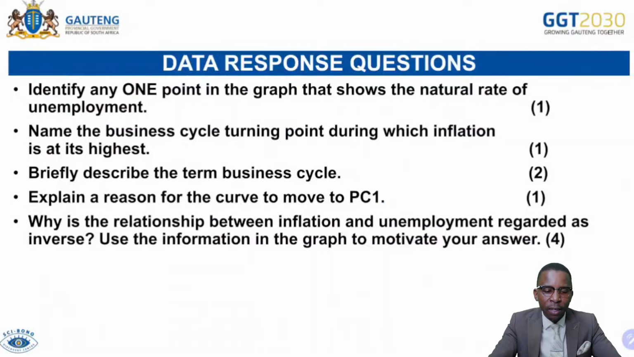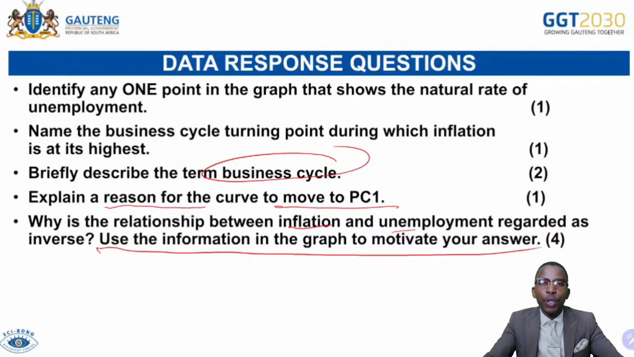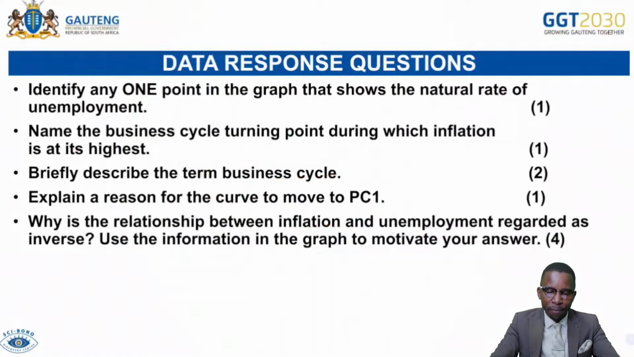These are the questions. Identify any one point in the graph that shows the natural rate of unemployment. Name the business cycle turning point during which inflation is at the highest. Briefly describe the term business cycle. Explain the reason for the curve to move to PC1. Why is the relationship between inflation and unemployment regarded as inverse? Use the information. So in this situation, you need to use information on the graph. You must not just give a reason openly. You must also link it to the graph to say, as unemployment decreased from this amount to this value, that means inflation is increasing from this point to this point.